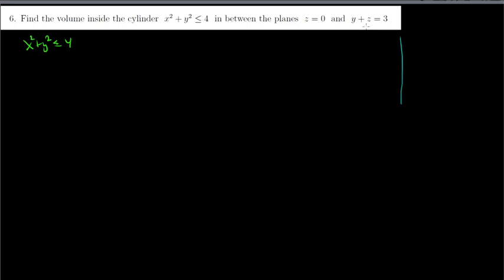Let's see. So that's a plane. Z is just equal to 3 minus y. So 1, 2, 3. And then this will be the x-axis, I guess. All right, so the xy plane, and then z is equal to 3 minus y. So that's this plane here. And again, it's just coming out of the screen here.